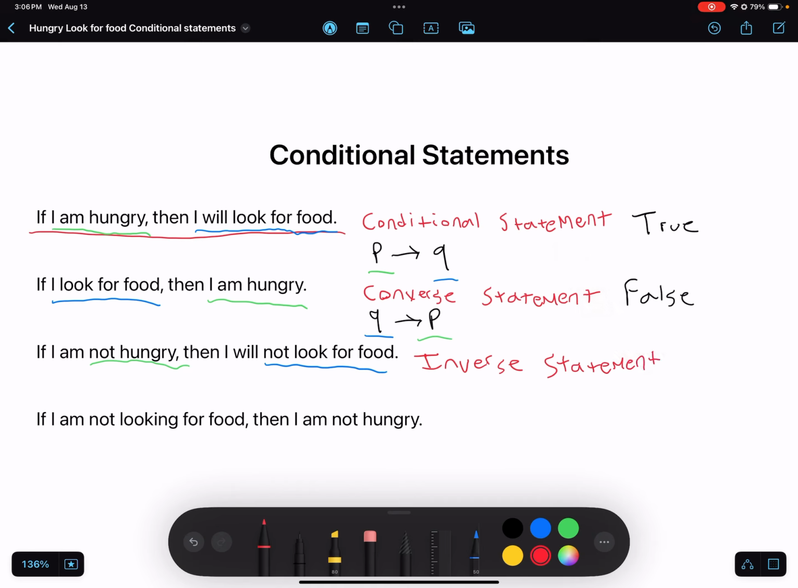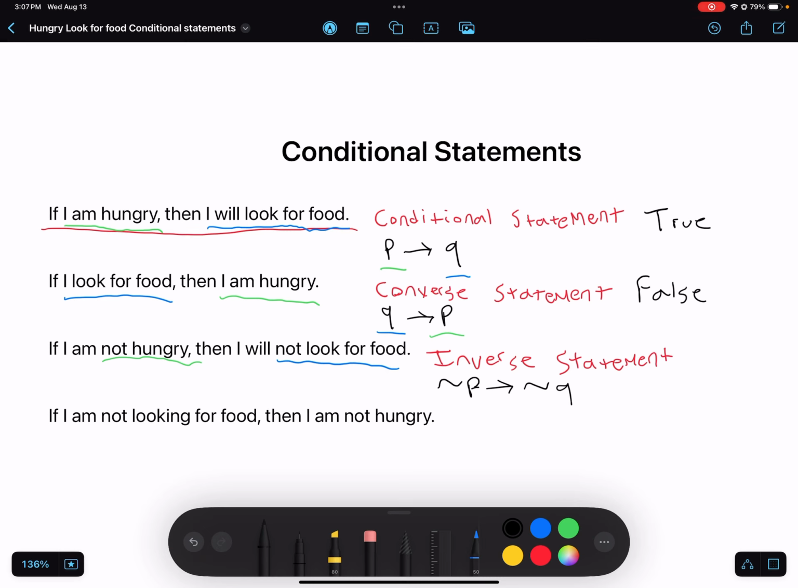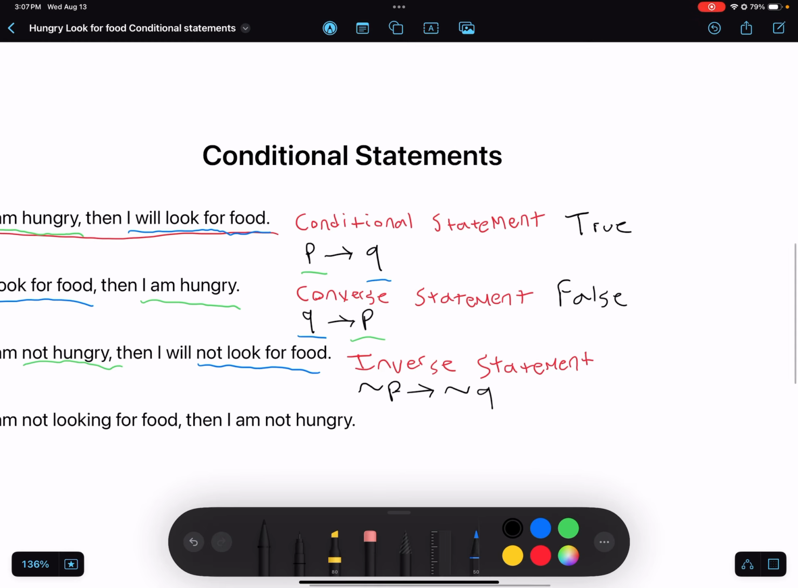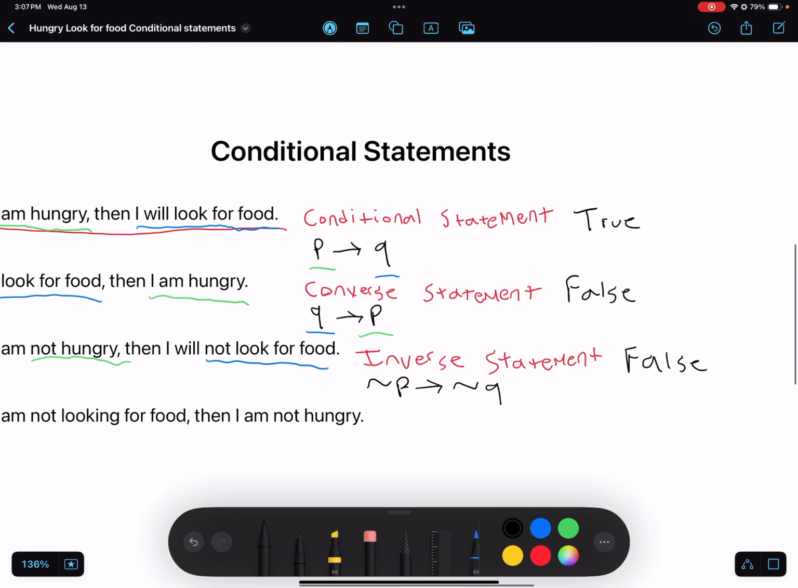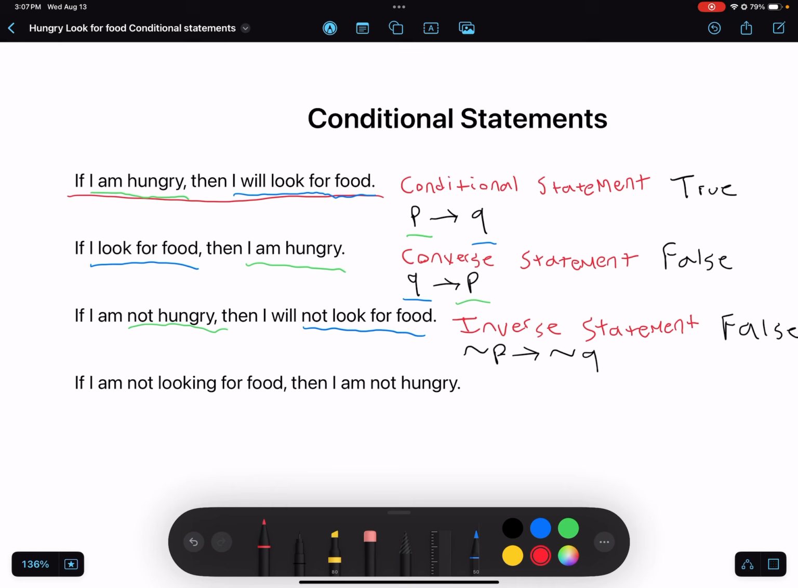And we can write this by saying tilde P goes to tilde Q. And the tilde just basically means not or inverse. So not P, not Q is what we're saying here. Not hungry, not look for food. And does this make any sense? If I'm not hungry, then I will not look for food. So this could be true, but again, there are conditions in which this could be false. And as a basic logical principle, the inverse and the converse will never be entirely true, which means they must be false.